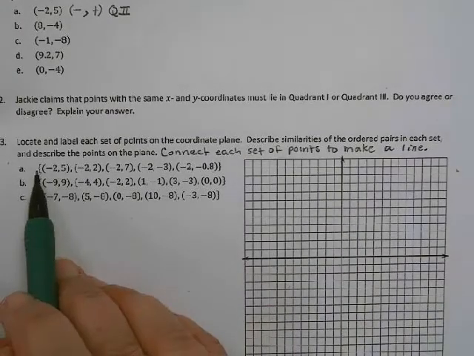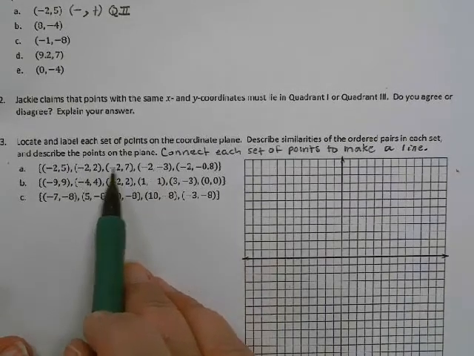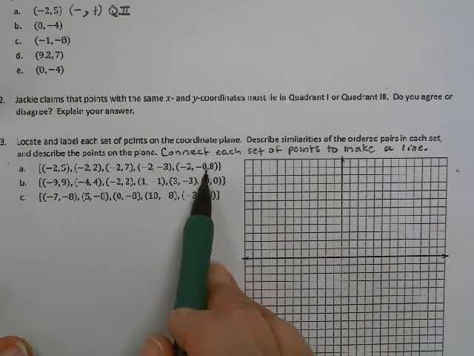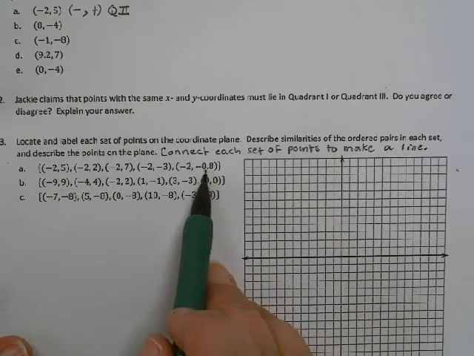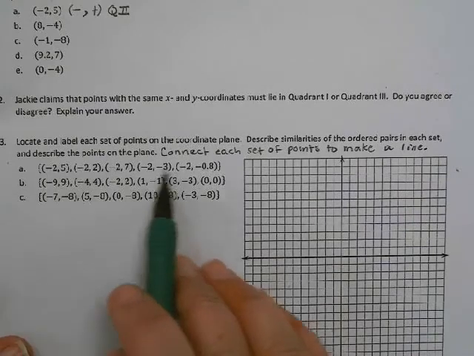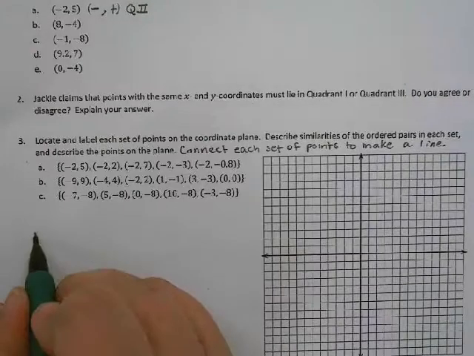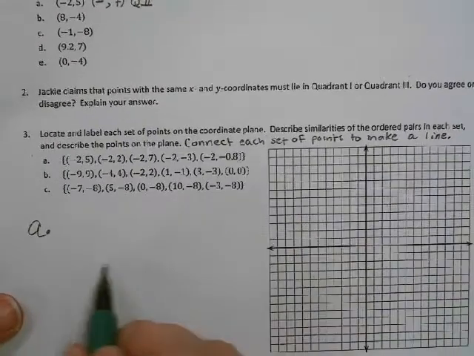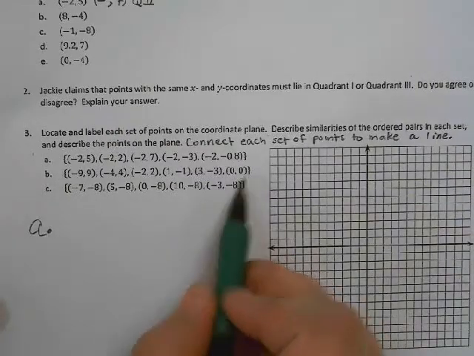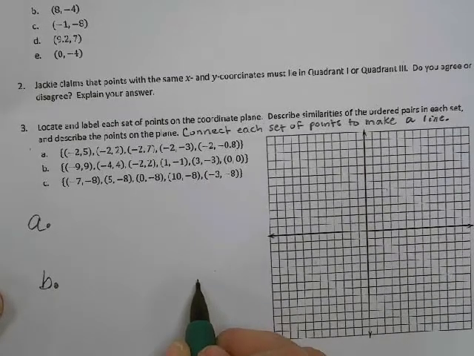So for A, you're going to plot negative 2, 5, negative 2, 2, negative 2, 7, negative 2, negative 3, negative 2, negative 0.8. So notice that's not quite 1, so it's just a little bit short of negative 1. So you're going to plot all of these points and then connect them together with a line. And then down here, you're going to tell me the similarities for A. And then you'll plot B, connect those with a line, and then you will tell me what was the similarity for all the numbers in B.